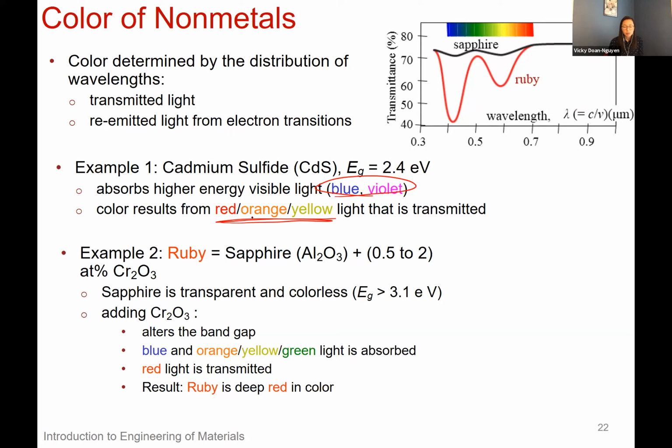The second example is the example of ruby, in which you have sapphire. So this is not the gemstone that you often see colloquially referred to as sapphire. This is single crystalline Al2O3.